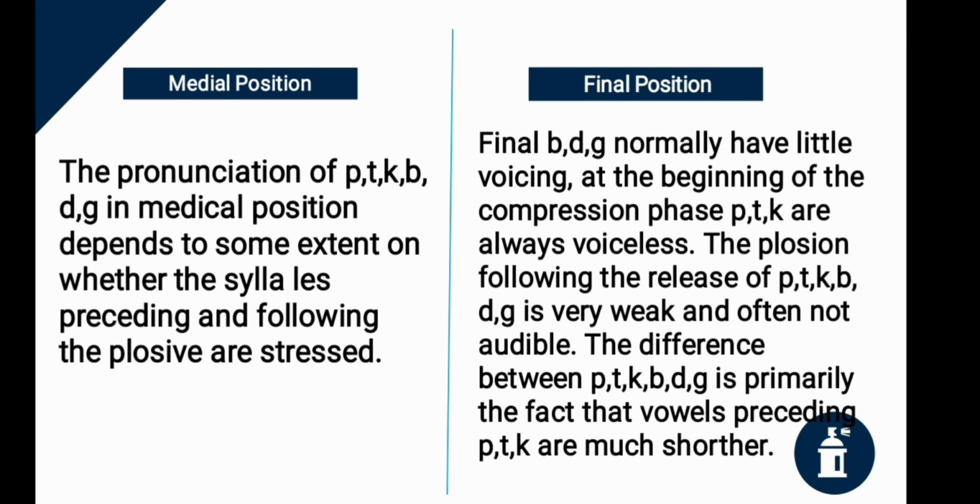And the last is final position. Final B, D, and G normally have little voicing. At the beginning of the compression phase, P, T, and K are always voiceless. The plosion following the release of P, T, K, B, D, and G is very weak and often not audible. The difference between P, T, K and B, D, G is primarily the fact that vowels preceding P, T, and K are much shorter.